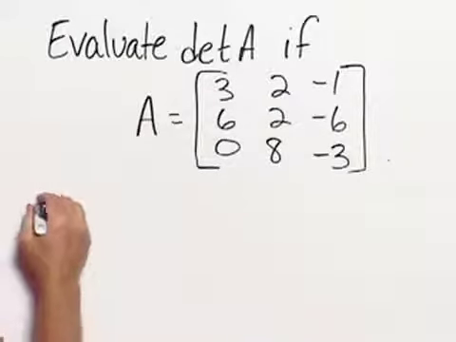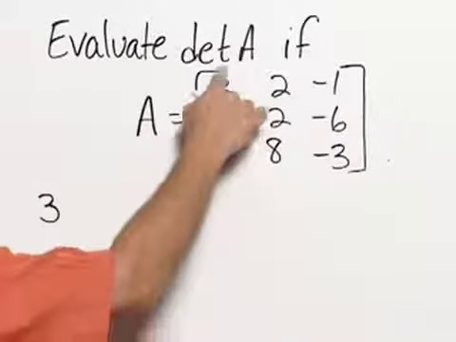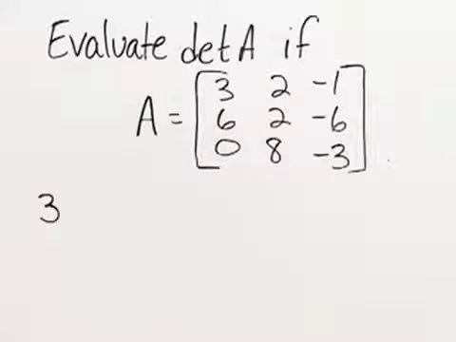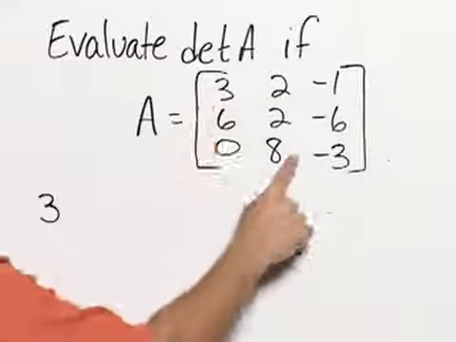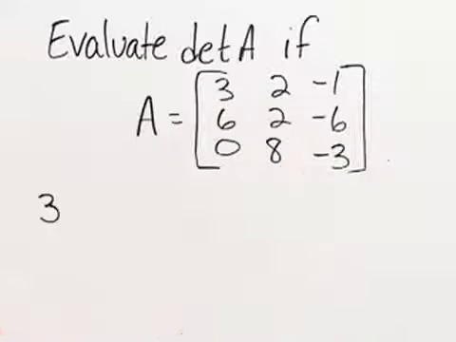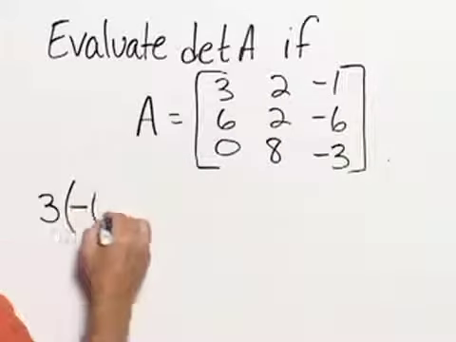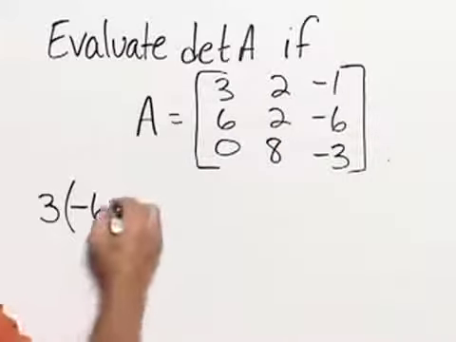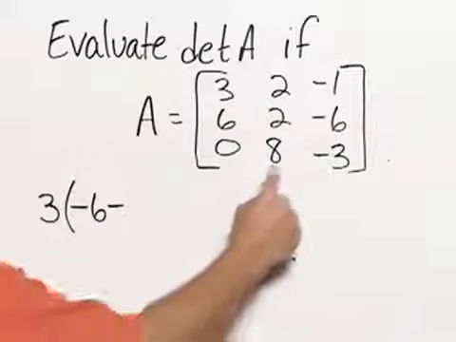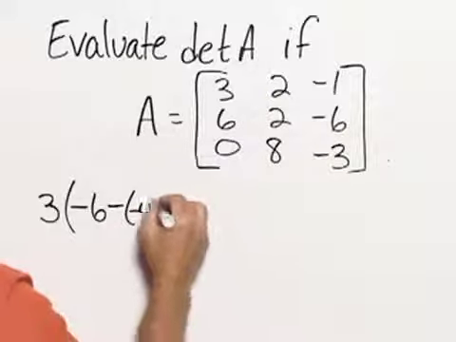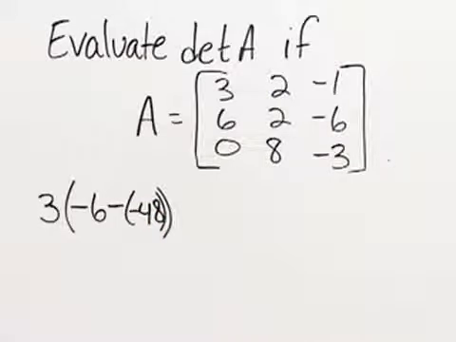So we have 3, and now we essentially cross out the row and column where 3 is, leaving us this 2 by 2 matrix. And now what we do is we multiply 2 times negative 3, which is negative 6. And we subtract from that, multiplying 8 times negative 6, which is negative 48.